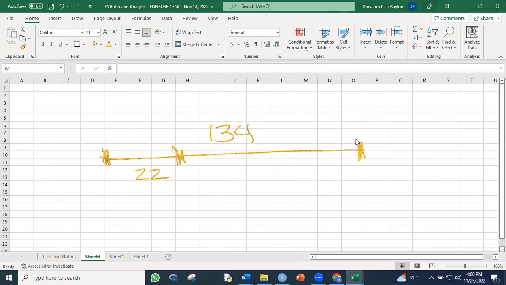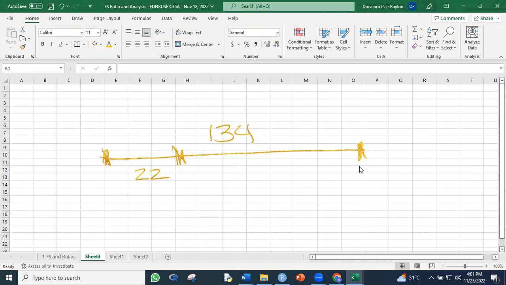Bakit? Kasi dito pa tayo. We will be able to collect only here, right? This is your DP, this is your operating cycle. We will be able to collect on our receivables at day 134. However, we will have to pay our payables, our suppliers, on day 22. Okay, so what do we do? Because we can't pay yet.